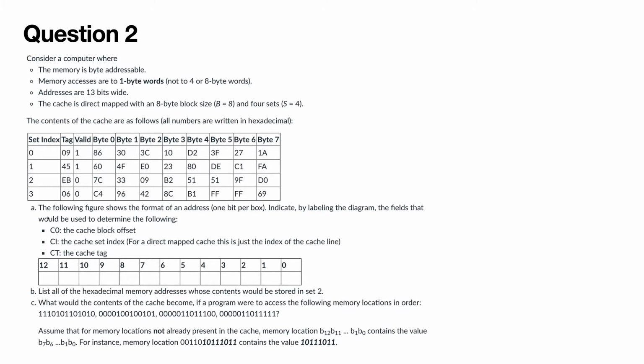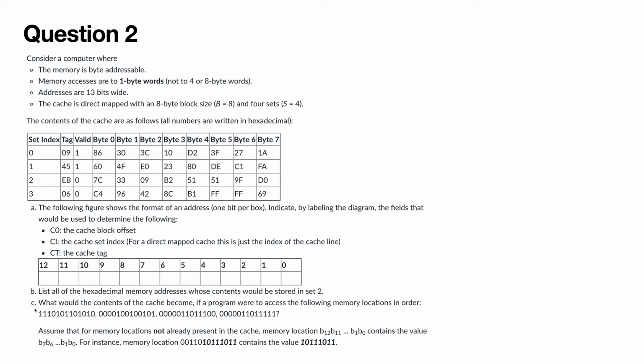In the first question, they ask you to fill in these 13 bits. Basically, we need to list which bits represent the block offset, which bits represent the cache set index, and which bits are for the cache tag. In question B, you need to list all of the hexadecimal memory addresses whose contents would be stored in set 2.